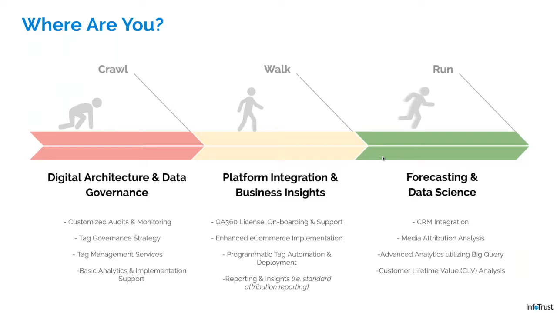The tag deployment across different areas is now automated, so every pixel isn't a request that takes weeks, but instead we're able to roll out things on a larger scale more quickly. And then there's pretty standard reporting around it. And then run is when we really start to do cool stuff with the data.